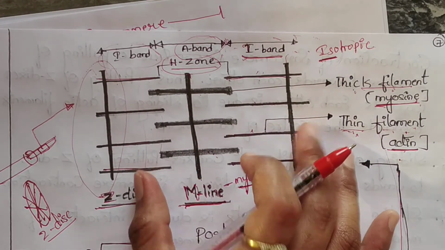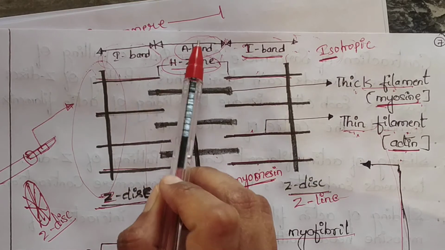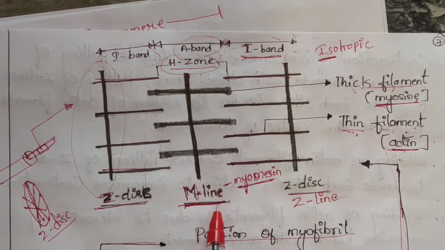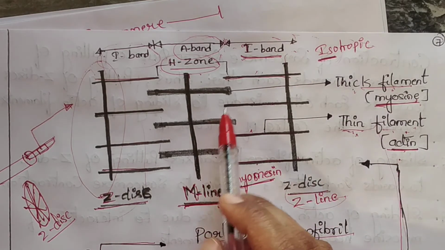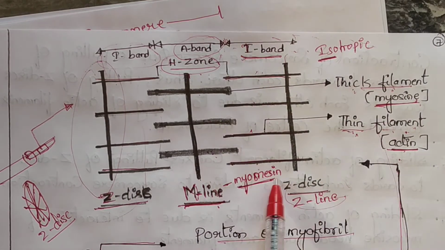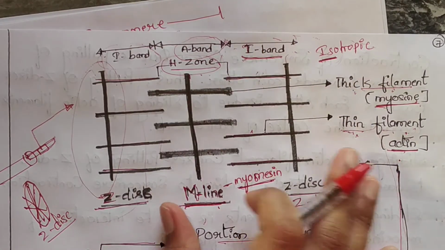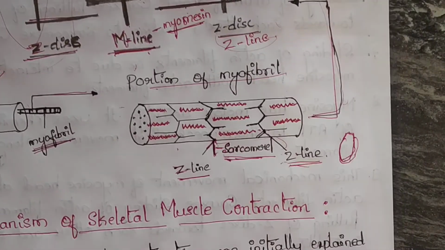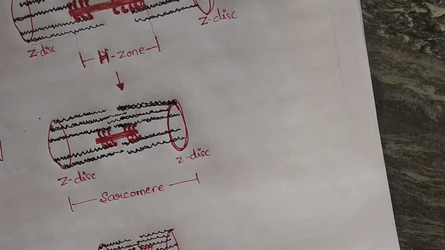I hope you understood. I'll just give a quick recall. It consists of 3 bands: I band, A band, H band. H band contains the M line. At the end you can see the Z lines. So this portion forms the I band and this portion forms the A band. This is the internal organization of the sarcomere. I hope you understood the structure of the sarcomere.